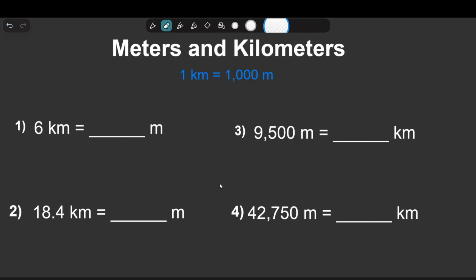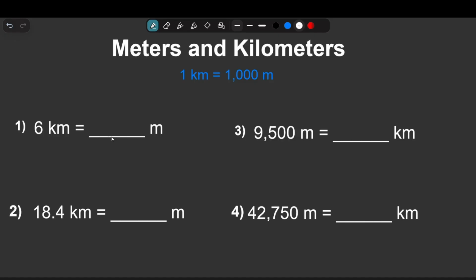When converting kilometers to meters, we are going to multiply by 1,000 because we are going to a smaller unit. But when we're going from meters to kilometers, we are going to divide by 1,000 because we are moving to a bigger unit. So you can easily multiply and divide these by moving the decimal 3 places to the right or to the left. And with this simple trick, metric conversions become very fast and very easy.